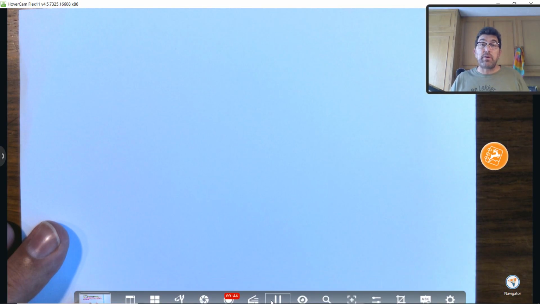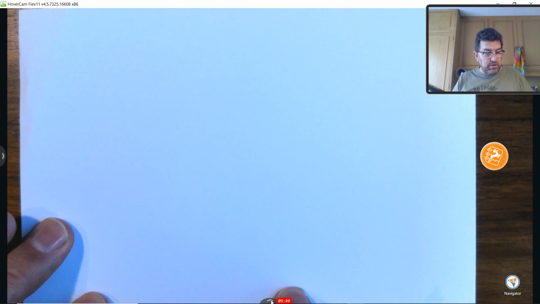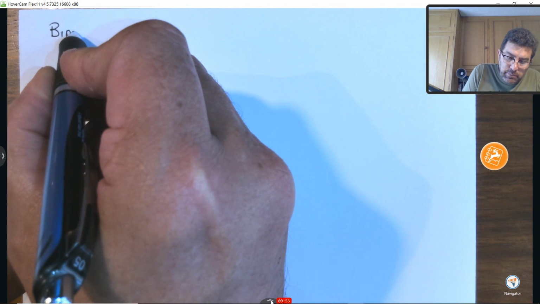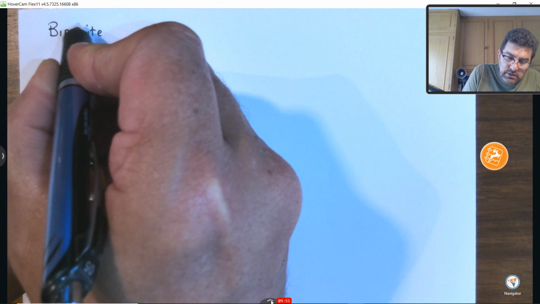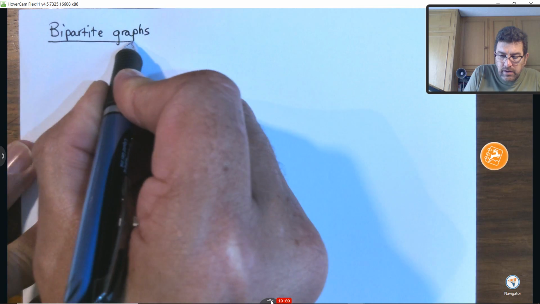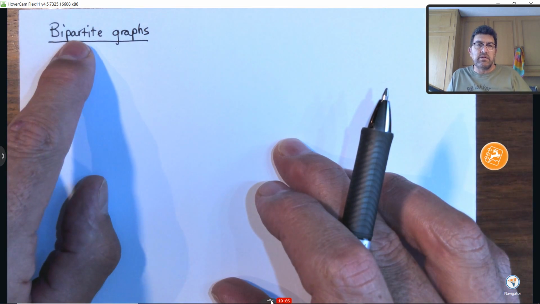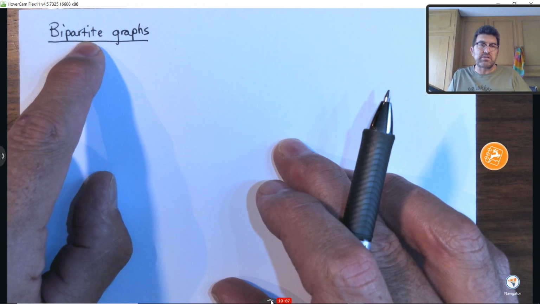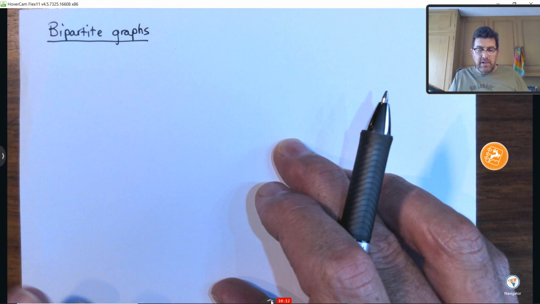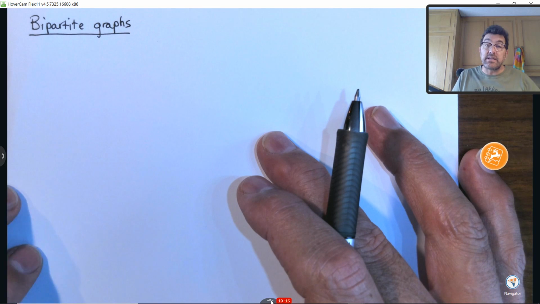To look at our bipartite graphs, we're going to start with a definition. Okay, so we spell it bipartite graphs. The bi refers to two and partite to parts. The graph can be divided into two distinct parts. Then the rest follows, where the vertices cannot be adjacent.